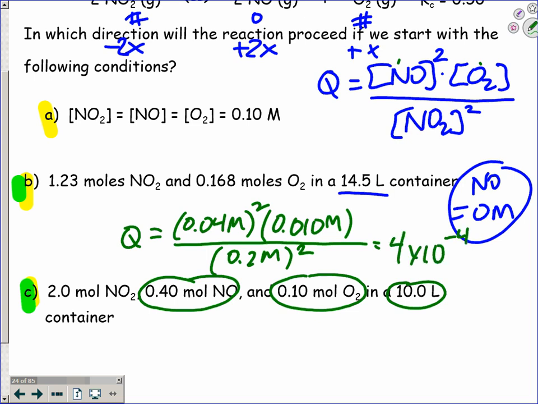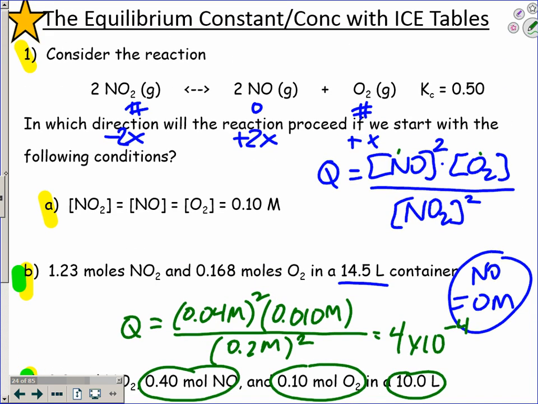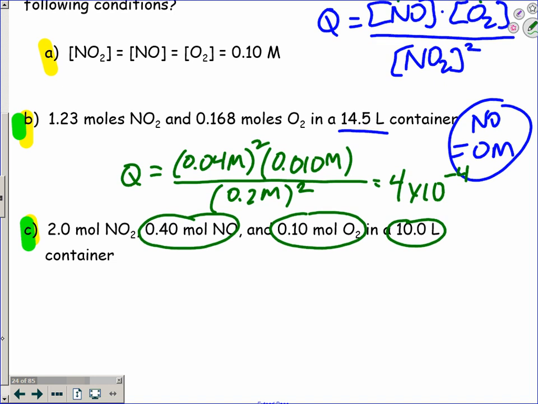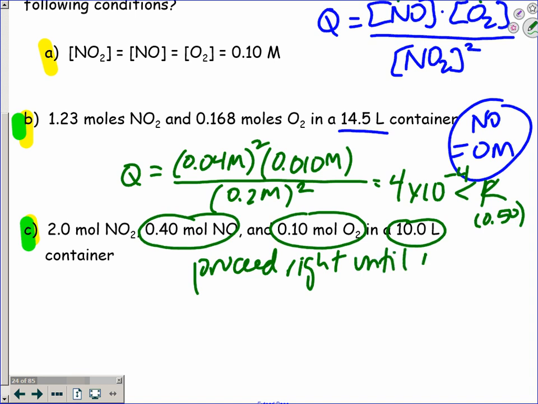-4. Is that value greater or less than K? Way less, right? Okay, so what's the problem? Do I have too many reactants or too many products? Too many reactants. So Q is less than K, which is 0.5, I think it said. So if you have too many reactants, which way do you need to proceed? Towards the products, right? So this will proceed right until Q equals K. So that means equilibrium has been achieved.